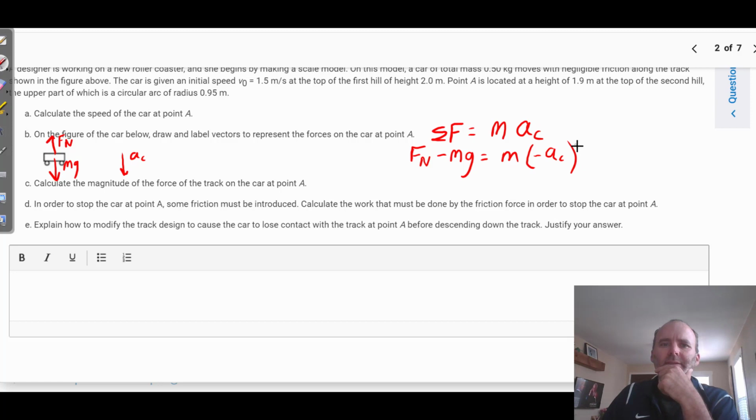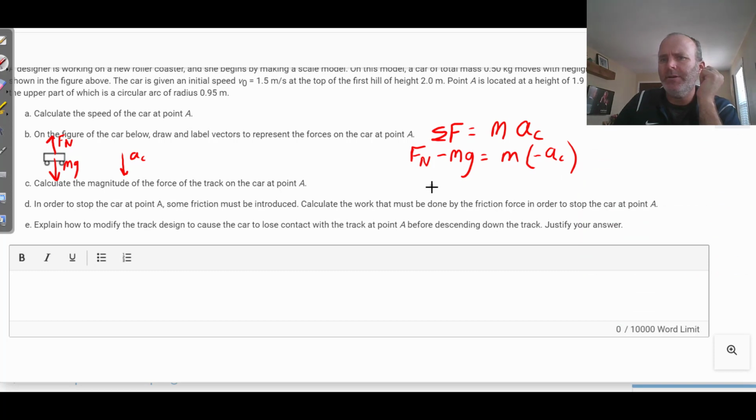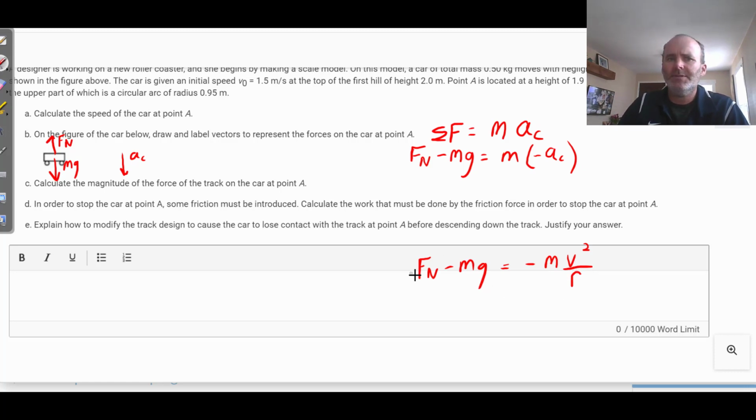Let me write it down here. Instead of a_c, I'm going to put v squared over r, because I solved for v before, and I know r.